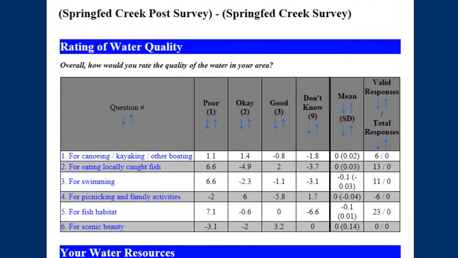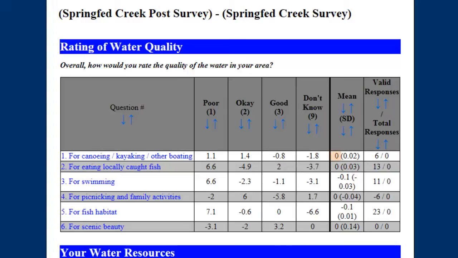Let's take a look at question 1. The positive value for poor means that 1.1% more respondents deemed the Spring-Fed Creek poor for boating on the post-survey than on the pre-survey. Therefore, it should not be a surprise that 0.8% more respondents deemed the creek good for boating on the pre-survey, as indicated by the negative value.